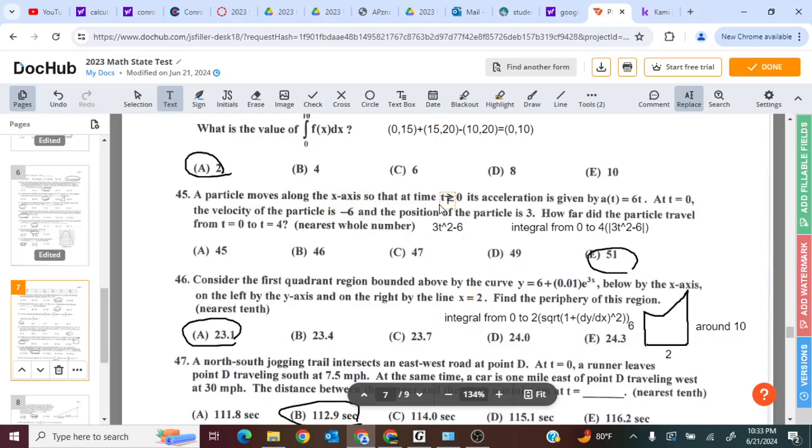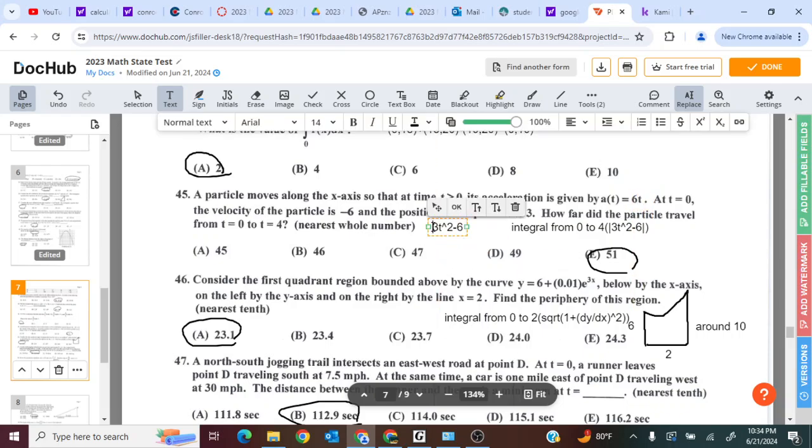A particle moves along the x-axis so that at time t greater than 0, its acceleration is given by a of t equals 6t. At t equals 0, the velocity of the particle is negative 6, and the position of the particle is 3. How far did the particle travel from t equals 0 to t equals 4? First off, we have to convert acceleration to velocity, so we have to take the integral of this equation.